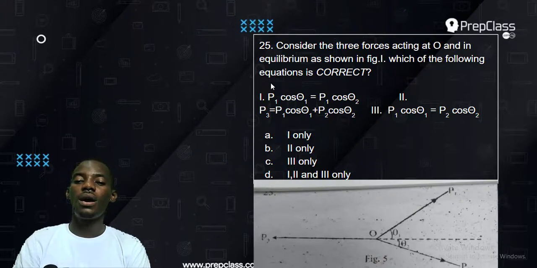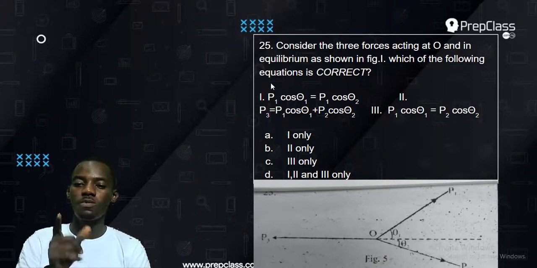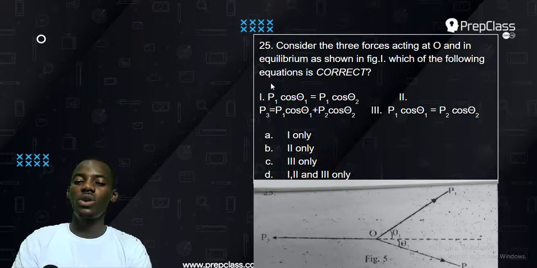Then the third one says P1 cos theta 1 equals P2 cos theta 2. Okay, that means that actually number 1 and number 3 are the same. Oh no, not the same, because the first one said P1 cos theta 2, then this one said P2 cos theta 2. Okay, so let's see which one is correct. Now the next slide will explain that.